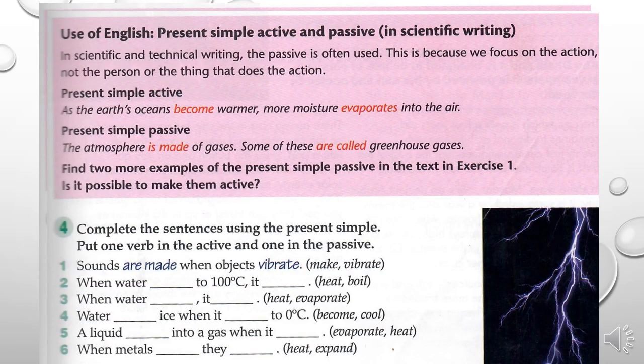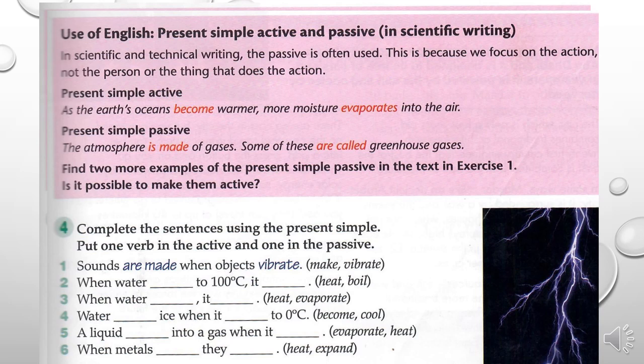Now let's go back to the book. The Use of English: the present simple, active and passive. Now I will read the box for you. In scientific and technical writing, the passive is often used. This is because we focus on the action, not the person or the thing that does the action. So the most important thing here is the action itself, not the doer of the action.